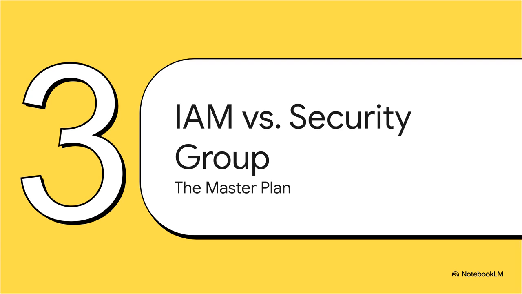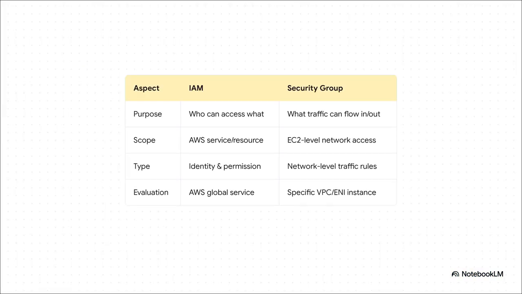Okay, we've got our ID badge system with IAM, and we've got our door locks with security groups. Now, let's put these two side by side. Let's look at the master plan and really see how they're different and, more importantly, how they work together. This really breaks it down. Look at the purpose. IAM is all about who can do things, who has permission to take an action. Security groups are about what traffic can get to a resource. Totally different things.